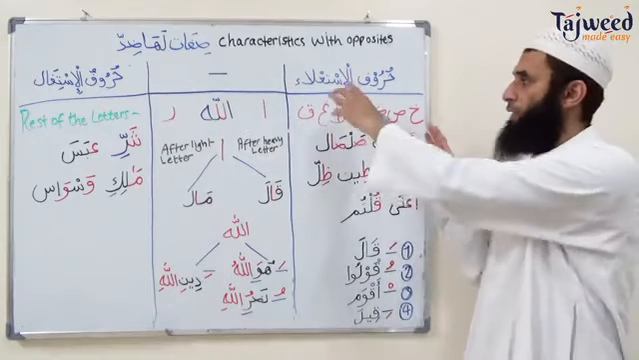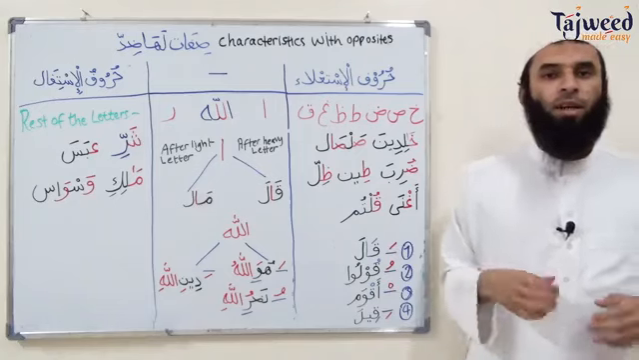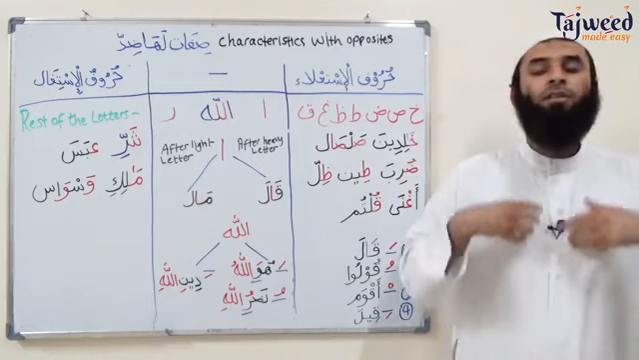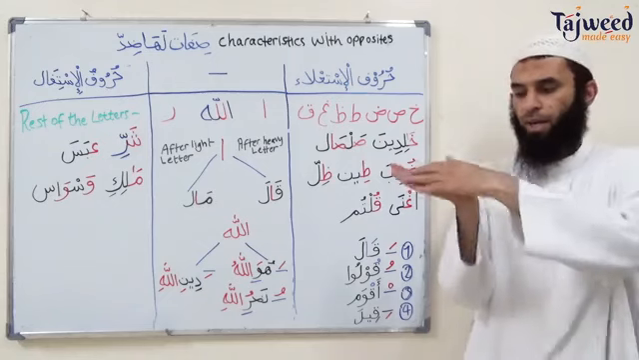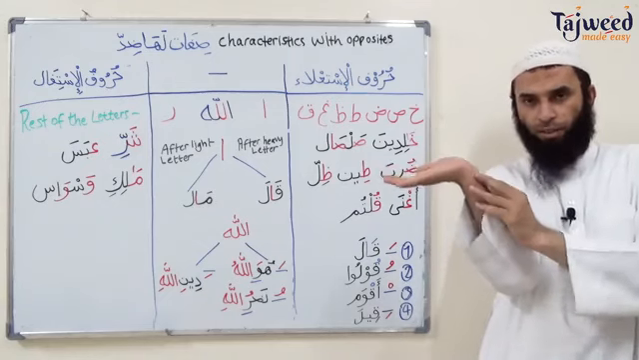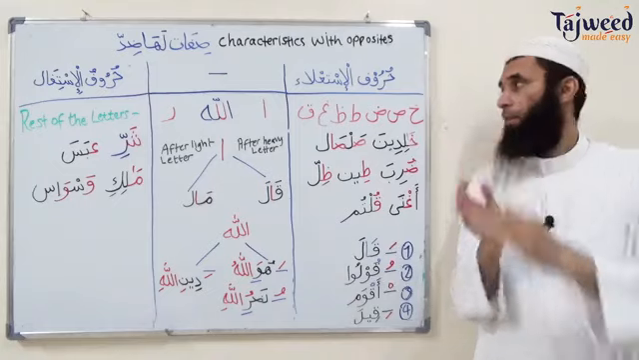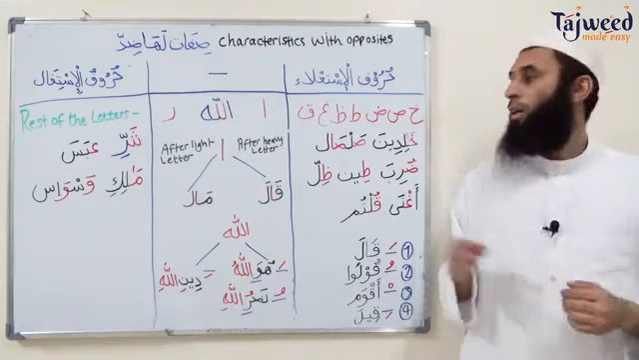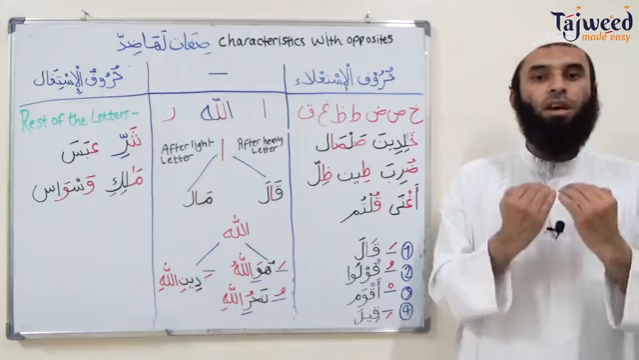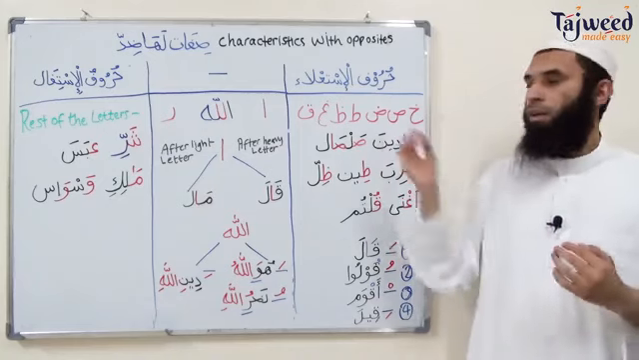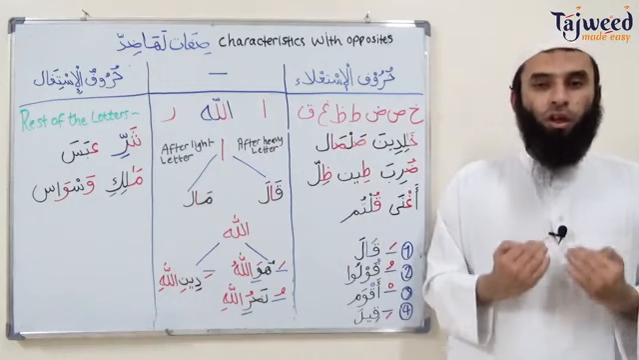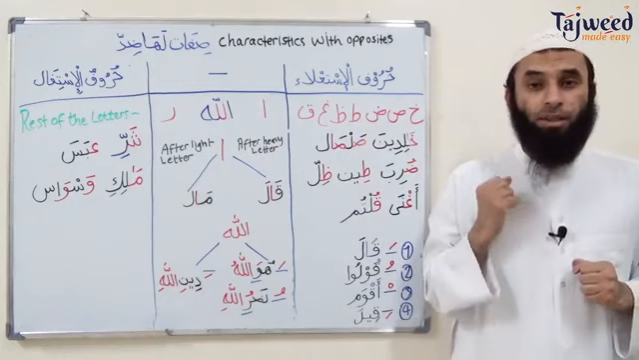So the first group of letters here, huruf al-isti'la, the 7 letters. Whenever the Arabs used to pronounce these 7 letters, they pronounced them in a heavy manner, by elevating the back of the tongue and putting pressure on the roof of the mouth. So instead of saying kha, they used to say kha. Instead of saying sa, they used to say sa. Da, ta, za, gha, and qa.